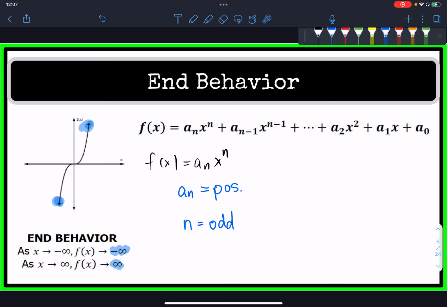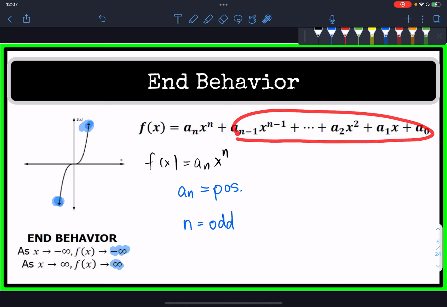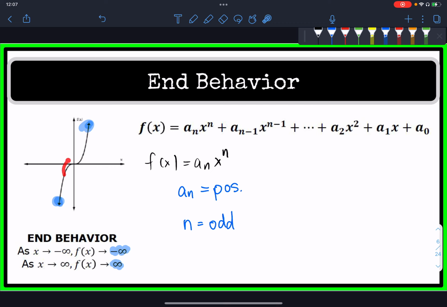And again, just to emphasize this, because of all these extra terms, the graph will curve several times, in and out, up and down, but the end behavior of the function will still be the same. The left end will be pointing down and the right end will have to be pointing up.